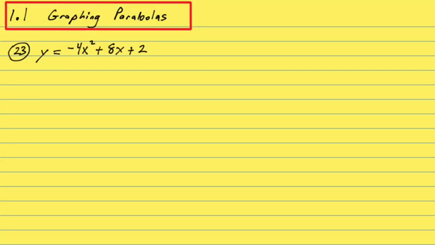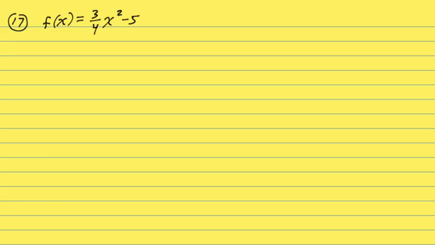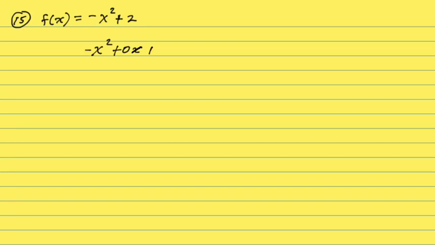Okay, we're going to do a sampling of questions from the homework from 1.1 in the Algebra 2 Honors, Graphing Parabolas. I think the first one that was asked was 15, so I'm going to start with 15. We want to do negative x squared plus 0x plus 2. And I know that the axis of symmetry and the vertex is negative b over 2a. This is ax squared plus bx plus c.